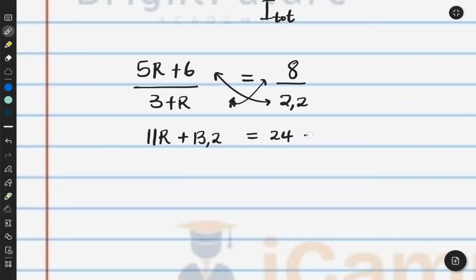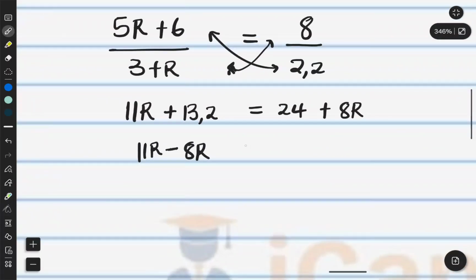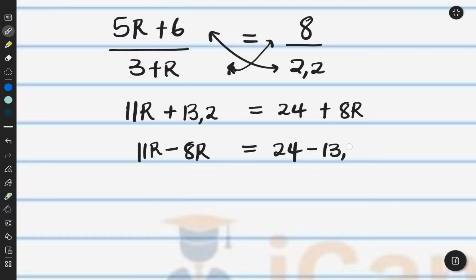8 times R is simply 8R. From here, you can group things. You can have 11R. This is just maths at this point. If you don't know what I'm doing here, it's a mathematical operation. It has nothing to do with physics at this point, okay? You have to revise your maths, right? So I'm just grouping now.